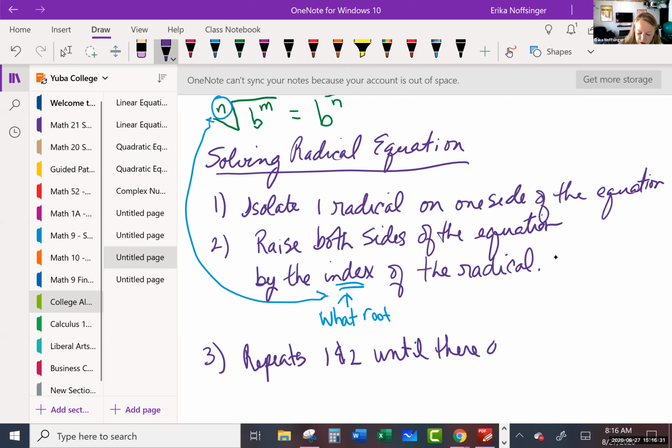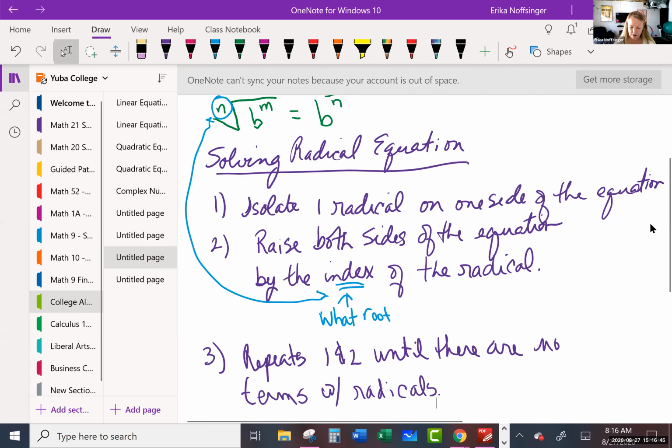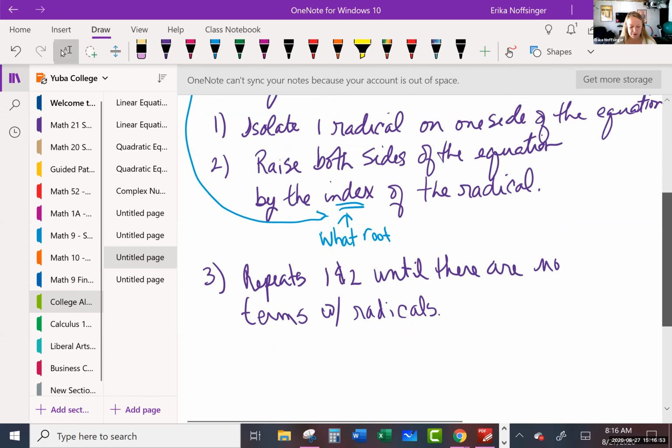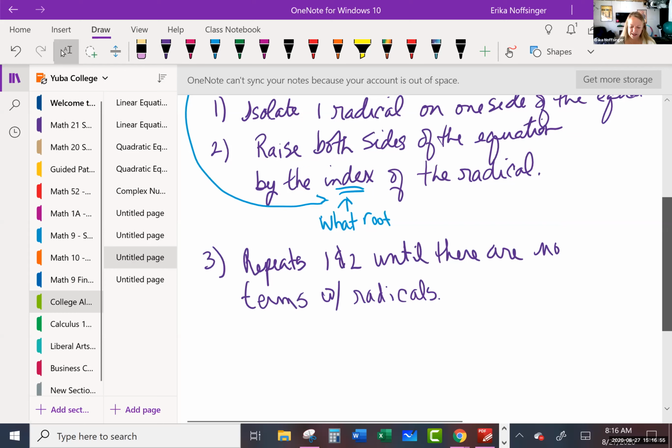So there are no terms with radicals. And then we need to look at what type of equation we are left with once those radicals are gone. Is it a linear equation? Then we would solve it how we proceeded with solving linear equations. If it's a quadratic equation, then you get to figure out which method you want to use to solve that quadratic equation. And so then solve.